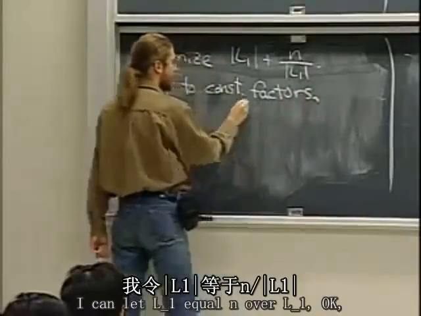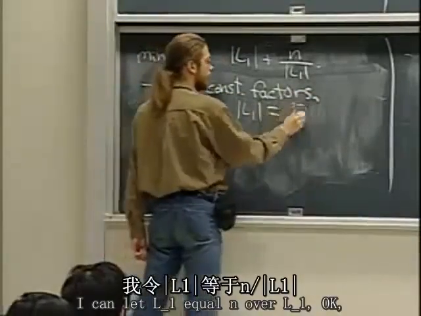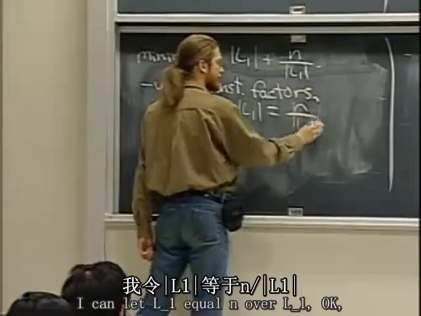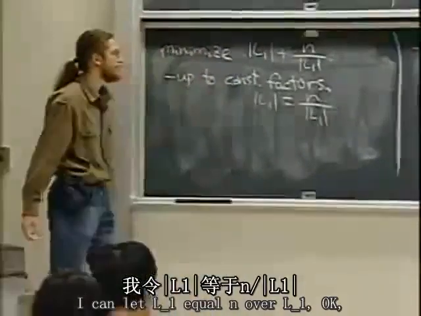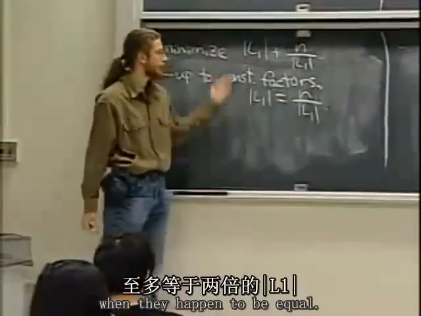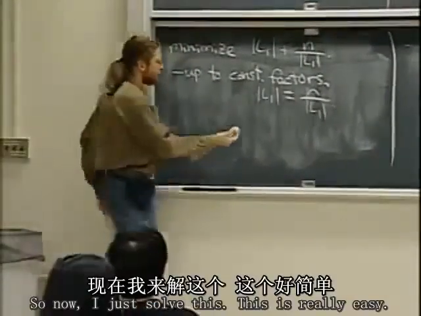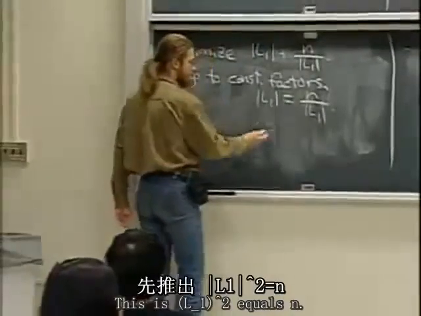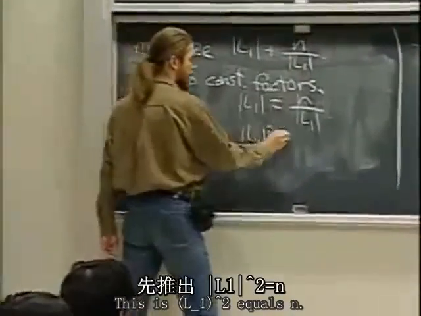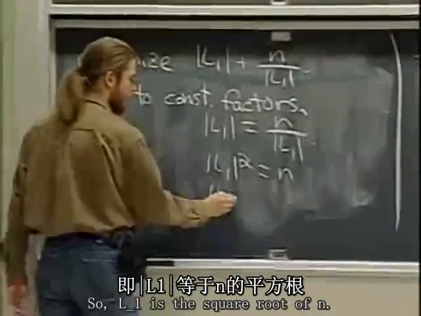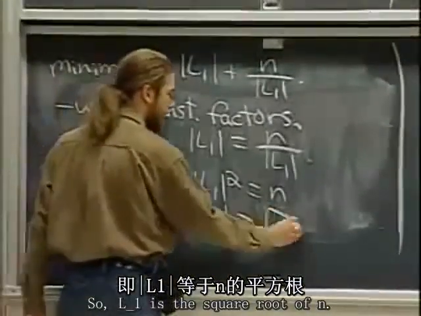I can let L1 equal n over L1, because at most I'm losing a factor of 2 there when they happen to be equal. So now I just solve this. This is really easy. This is L1 squared equals n. So L1 is the square root of n.